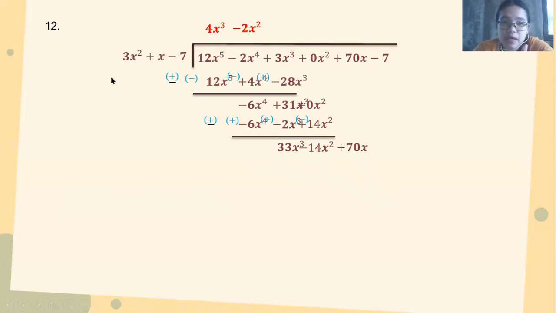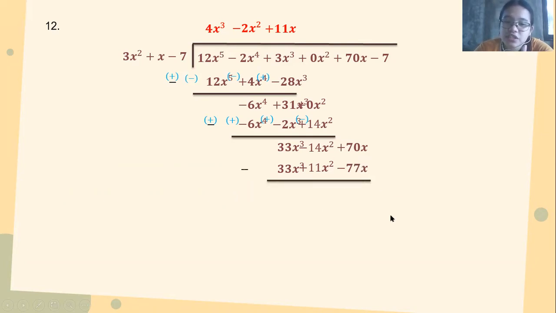33x cubed divided by 3x squared is equals to positive 11x. 11x times 3x squared is equals to 33x cubed. 11x times x is equals to positive 11x squared. 11x times negative 7 is equals to negative 77x.